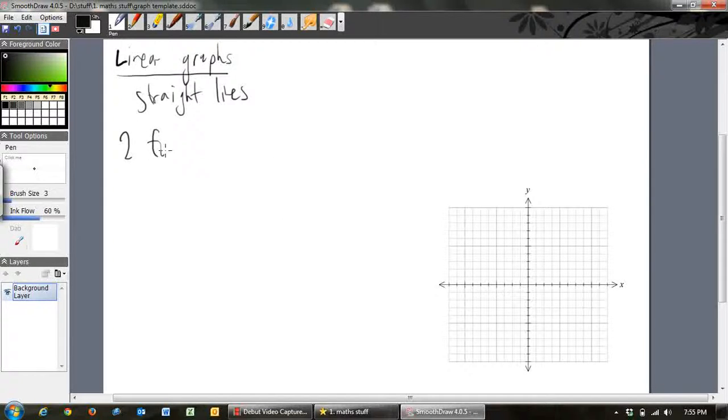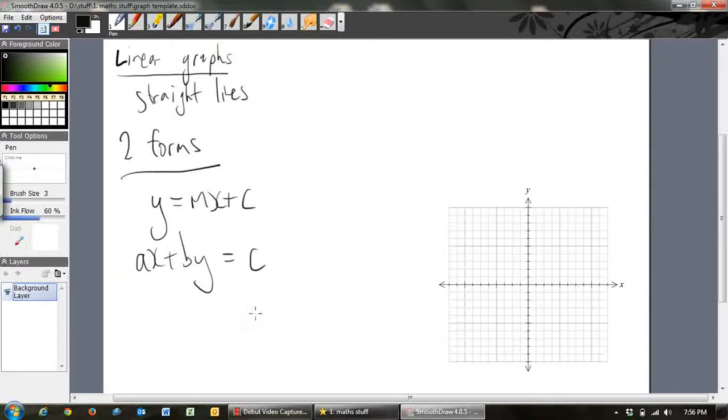Generally speaking, linear graphs come in two forms, so I'll just write this down. The first one, and hopefully you recognize this equation, is y = mx + c. If there is an equation that looks like that between y and x, then it will be a straight line. Also, if you have something that looks like ax + by = c, then it will be a straight line.